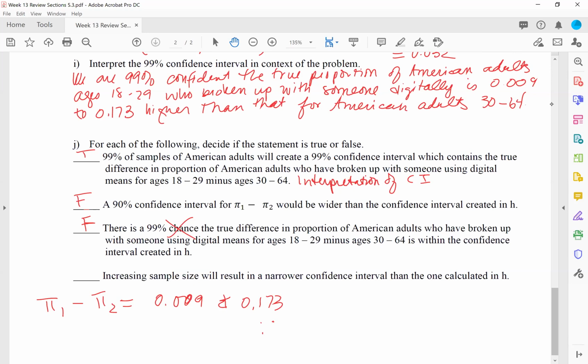Increasing sample size will result in a narrower confidence interval than the one created or calculated in H. Isn't that true? Yes, if we increase sample size, that will result in a narrower confidence interval. It'll also give us a larger p-value.